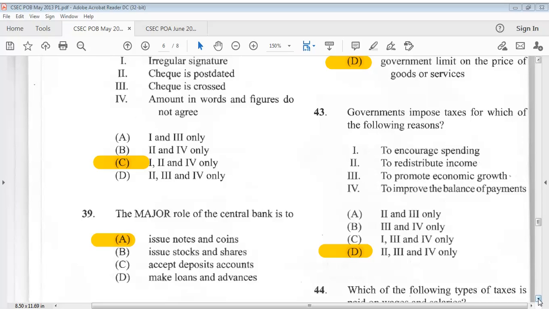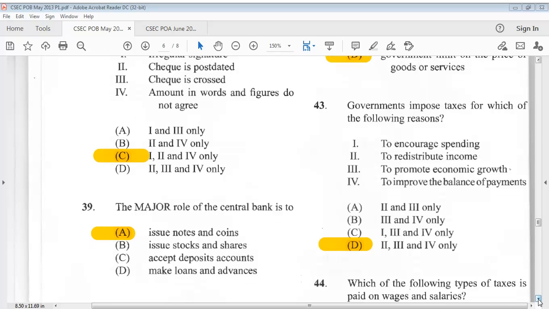1. To encourage spending. 2. To redistribute income. 3. To promote economic growth. 4. To improve the balance of payments. So we know 2, to redistribute income, 3, to promote economic growth, and 4, to improve the balance of payments. So the one that is out would be 1, to encourage spending. So the answer would be D.